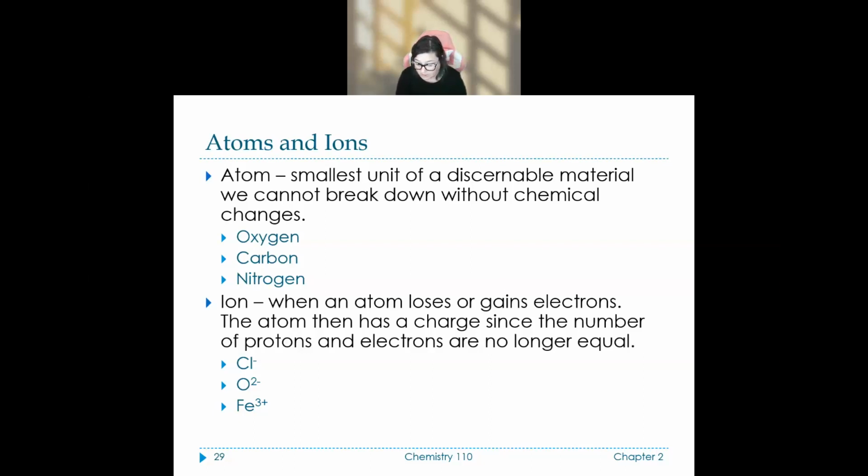O2 minus. Oxygen is number 8, so I have 8 protons, 8 electrons to start with. I add 2 additional electrons, and that gives me 10 electrons. Okay?